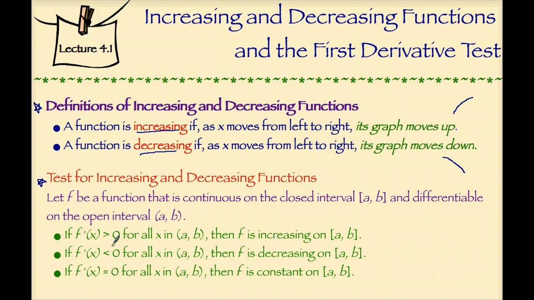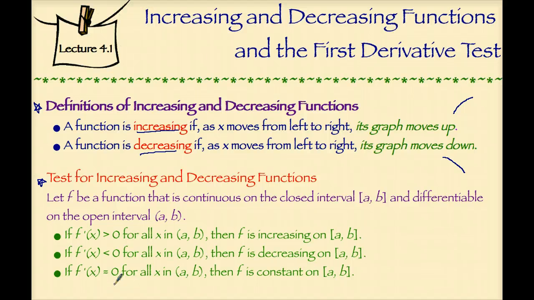function. If f prime of x is less than 0 for all x in (a, b), then f is decreasing on that interval (a, b). Once again, if the first derivative is less than 0, that means the slope is negative, and so we would expect to see a decreasing function there.